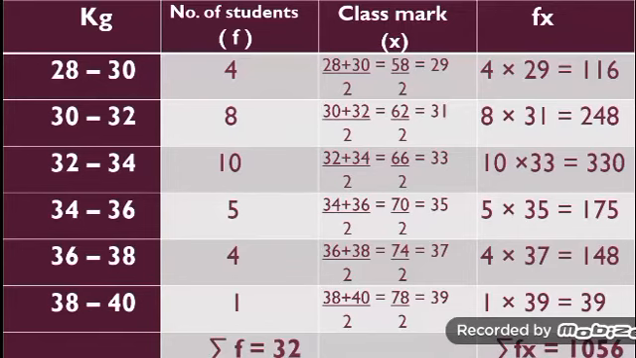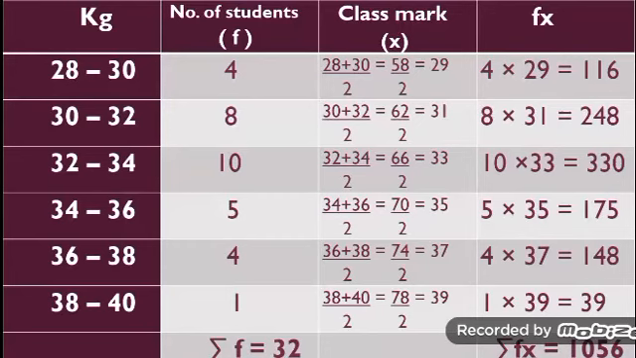Now we will add up all the students. The total number of students is 32. By adding all these values we get 32. Here we will represent the sum by summation f. This is the symbol of summation, as we have found out the sum of all the values. That's why we have written this symbol.